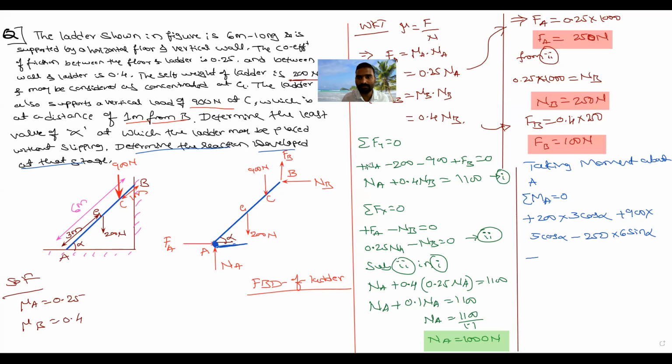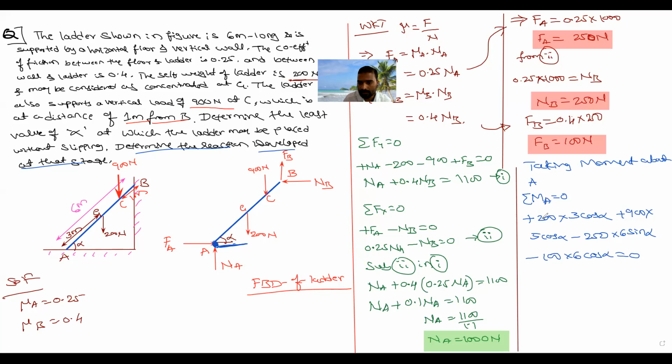Anti-clockwise, minus. What is the value of FB? FB is equal to 100 Newton. I want the horizontal distance, that is into 6 cos alpha. Alpha is equal to 0. So in all the equations you are having sine and cos. You simplify all these equations, and you will get the value of alpha.